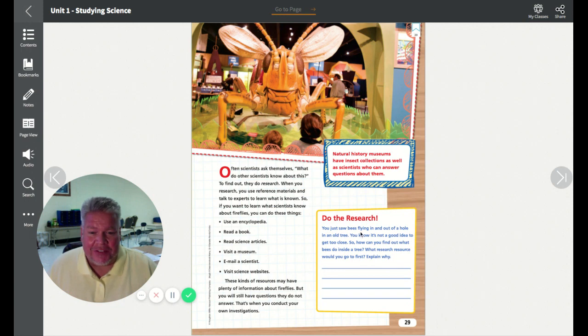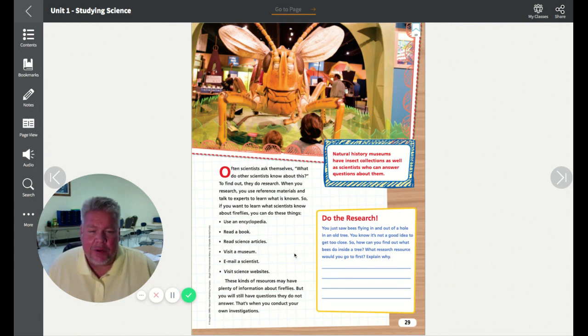You just saw bees flying in and out of a hole in an old tree. You know it's not a good idea to get too close. So how could you find out what bees do inside a tree? What research resource would you go to first? Well, we would probably all go to different ones, but I would probably go to the internet first. That's where I look up most things I want to know. But that's not the only place.